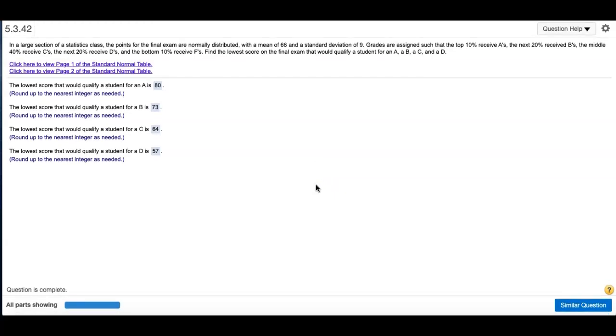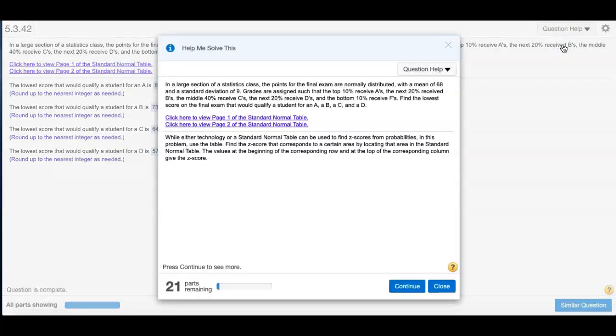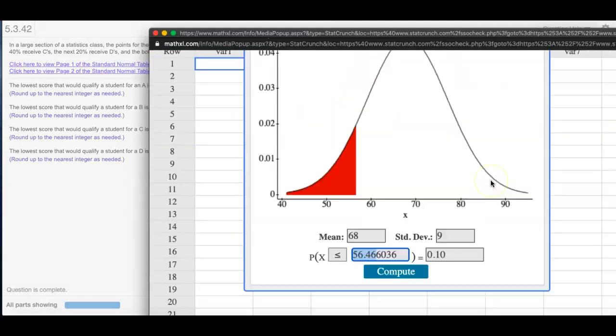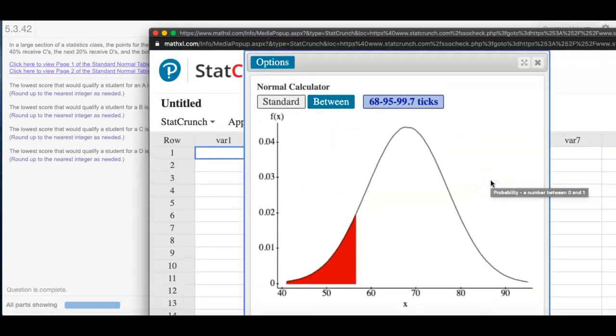So if this method is shorter than how you guys did this using Help Me Solve This, I will suggest you use this normal calculator on StatCrunch. I'm going to go ahead and process this video and I will send it out to you guys, okay?